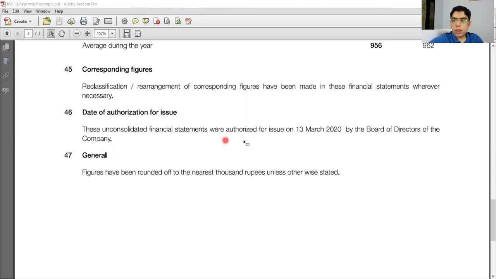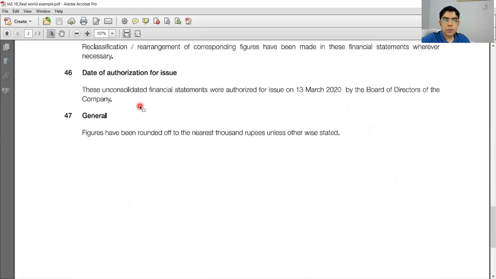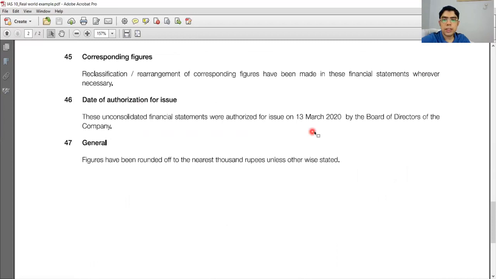So the year end, I hope you've already seen, the year end of the company is 31st December 2019. And on the other hand, the financial statements were authorized for issue on 13th March 2020. Now, what is the link?